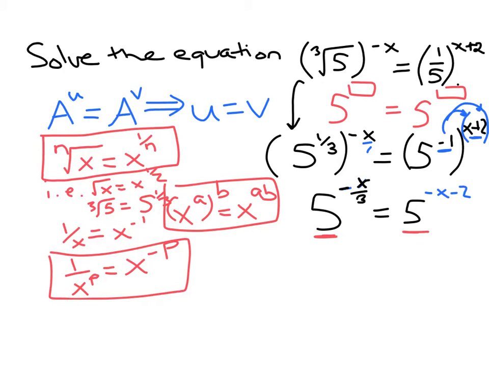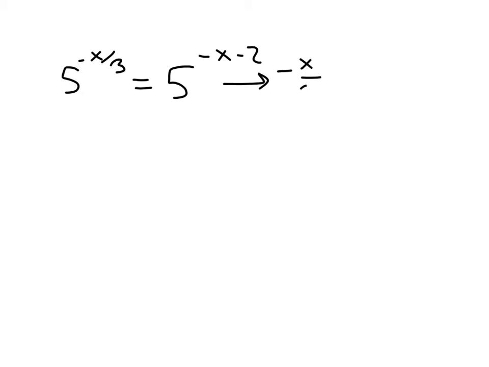I don't want to squeeze my solution on this page, so I'm going to try to be a little bit neater here. I'm just trying to memorize what I see there. Not the greatest planning once again here, but 5 to the negative x over 3 is equal to 5 to the negative x minus 2. Okay, base 5 on both sides, so now we're allowed to drop the bases and just say negative x over 3 is equal to negative x minus 2.